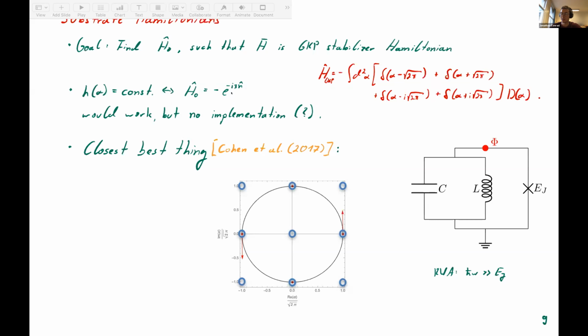This is nice. This works in simulation, but I wouldn't know of any implementation of such an operator, so I had to keep looking. The nice thing about the parity operator is that it looks fairly close to the stabilizers, or it's exactly the stabilizers of cat codes, for instance. So I started to dig into the cat code literature and found the closest best thing, which is a Hamiltonian similar to the one outlined in this Cohen et al. paper, that is given by an LC oscillator in parallel to a Josephson junction. So let me try to explain the intuition between the circuit and its characteristic function.